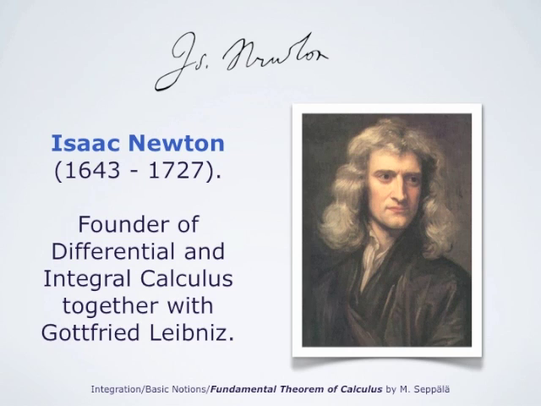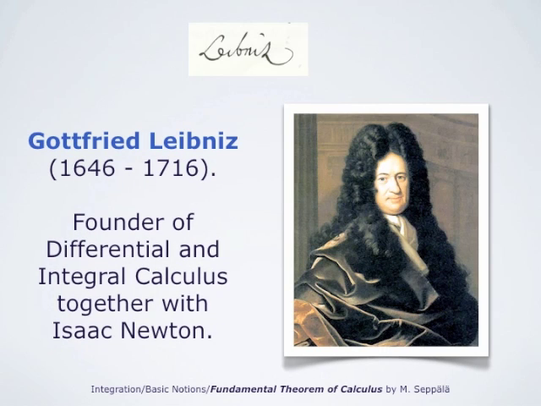He was the founder of differential and integral calculus together with the German mathematician Gottfried Leibniz. Leibniz was born in 1646, passed away in 1716. He was the co-founder of differential and integral calculus, and he is the person responsible for the notation df dx for the derivative of the function f. So df dx is written as a quotient, but is not a quotient, it's a notation for the derivative. These four great mathematicians have created what we have learned today.